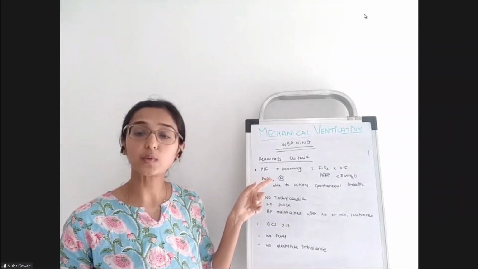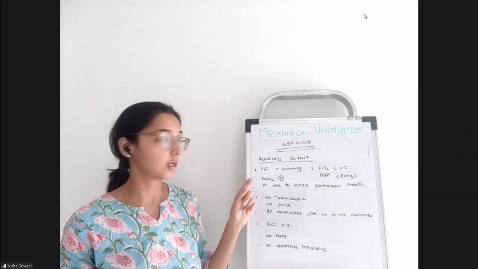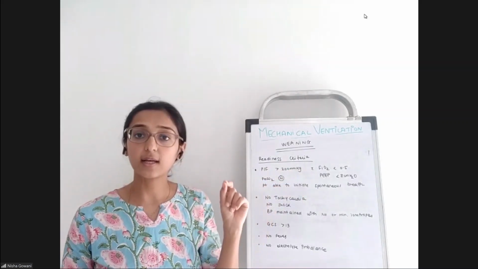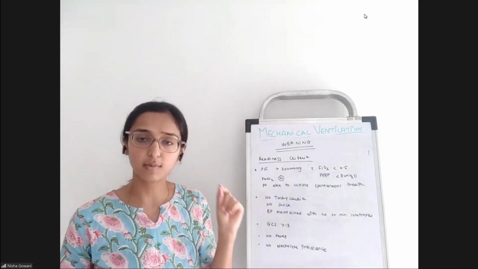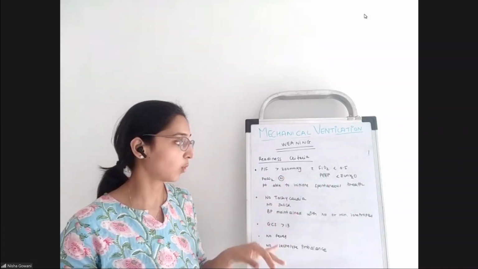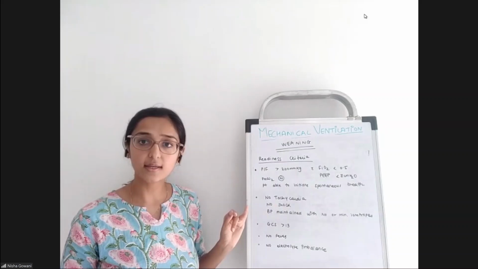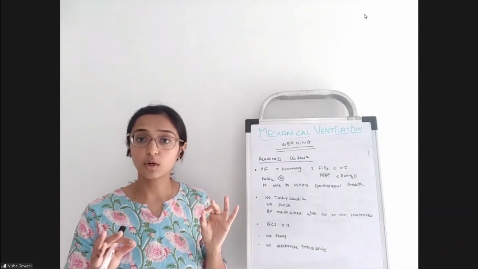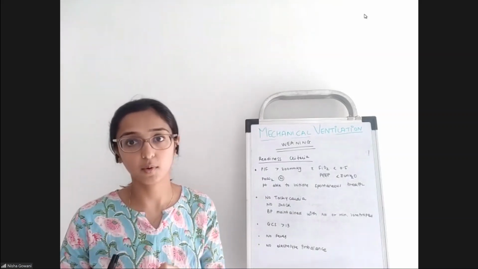His PF ratio, that is the PaO2 by FiO2 ratio, should be more than 200. His FiO2, that is the amount of oxygen that you're giving to the patient, should be less than 50%. PEEP requirement should be less than 8 centimeters of water. Okay. In the cardiac system, there should be no tachycardia. There should be no shock. Okay. Shock means, I mean to say, no hypotension.